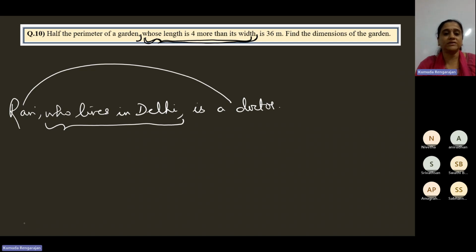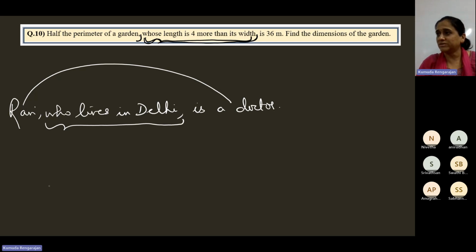What's the formula? The garden is rectangular, because you can see length and breadth given. Length and breadth are not equal. Its length is more than the breadth. So it's a rectangular garden. What's the perimeter of a rectangle? 2 into L plus B. Half the perimeter means semi-perimeter, L plus B.